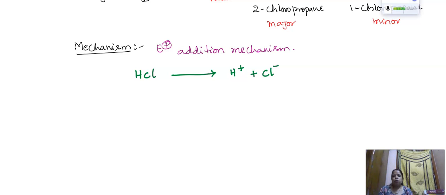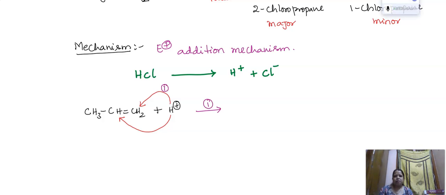Now, the mechanism involves the attack of the electrophile in the first step. So, propene, CH3-CH=CH2, is first attacked by the electrophile H plus on one of the double-bonded carbons. Now you can see here, this H plus can attack the first carbon as well as the second carbon. When it attacks the first carbon versus the second carbon, we'll see how the reaction varies. So let's number this. This is the first situation.